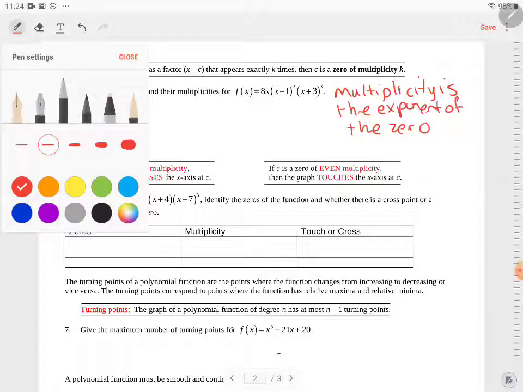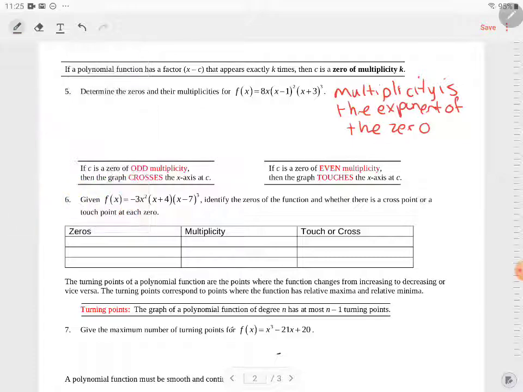So what we're going to do is go back, and there are 3 zeros. We have 8x equals 0, we'll solve that one. x minus 1 equals 0, and x plus 3 equals 0. Okay, so divide by 8. You get x equals 0. Now, the exponent is a 1, so the multiplicity is 1.